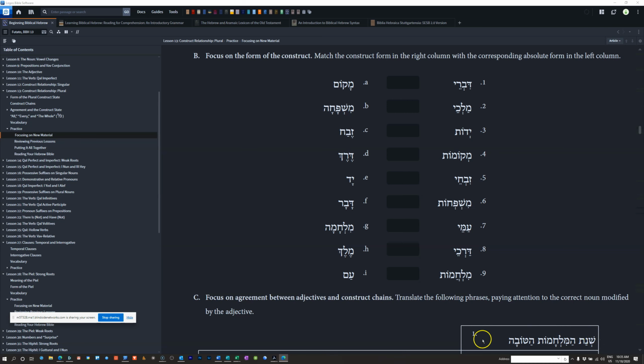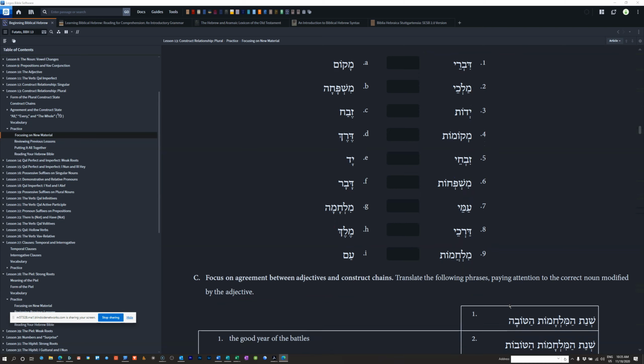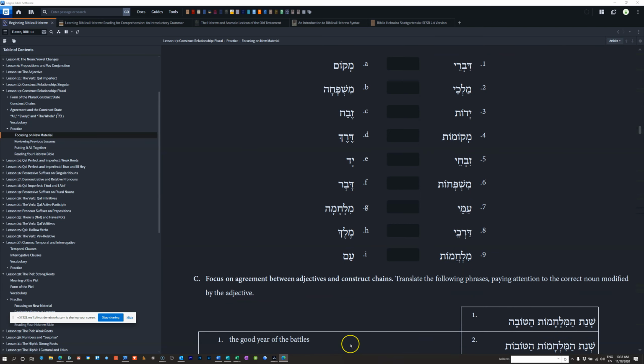The way that we would translate this is we would first come up with our construct translation, the year of the battles, and then we will take our adjective, the good, and now we'll insert it into our translation where appropriate. Since ha-tova modifies shanat, we're going to say the good year of the battles. As we scroll down, we can see the good year of the battles is the correct translation.